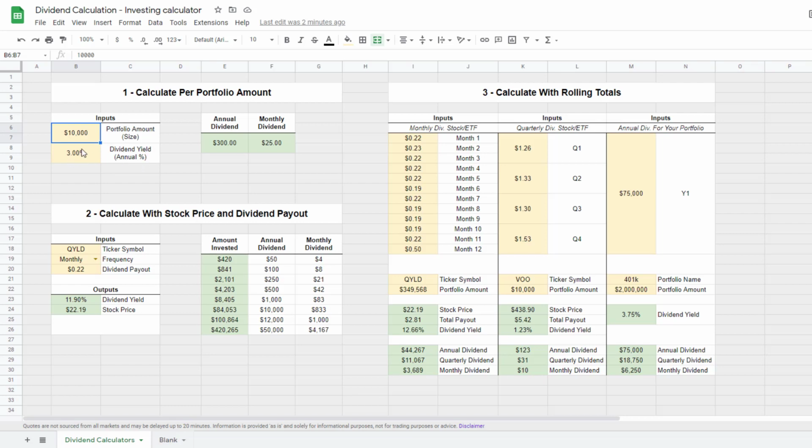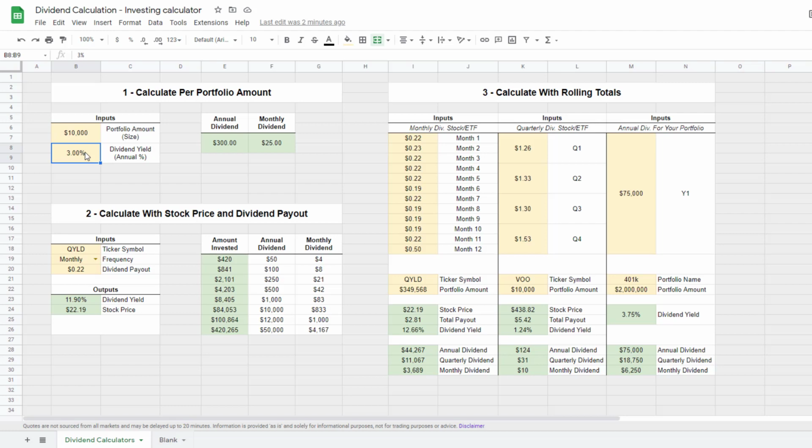For different stocks and ETFs, you can usually find the annual dividend yield on the summary page of websites like Seeking Alpha, NASDAQ.com, or even Yahoo Finance. Those are the three main websites I visit to get stock or ETF dividend yield values.